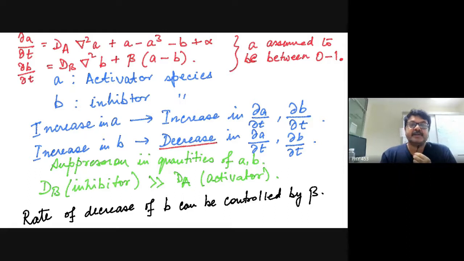It's the inhibitor. And A does exactly the opposite. It has a tendency to increase del A del T. Of course, there's a cube term also, so it does not allow it to fly off. Basically, this leads to suppression in quantities of A and B, increase in the value of B, and the rate of increase of B can be controlled by this beta.